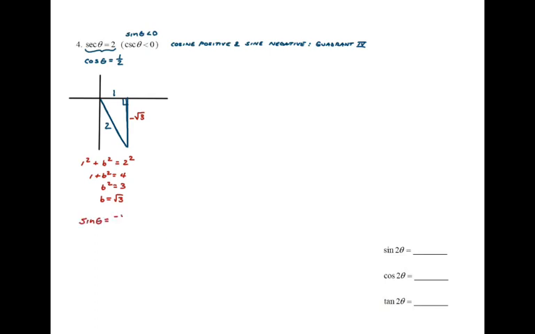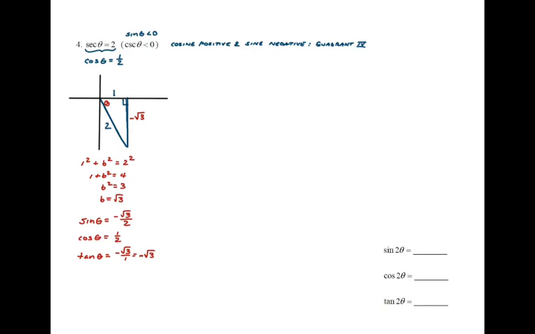So sine of theta is going to be negative root 3 over 2. It would be the opposite over the hypotenuse. Cosine of theta would be 1/2. And again, theta would be the angle that's the reference angle in this triangle. Didn't draw it in there. Let me draw it in there for you. And then tangent of theta would be negative root 3 over 1 or negative root 3. So I have my three trig functions that I'm going to use to evaluate my double angles.